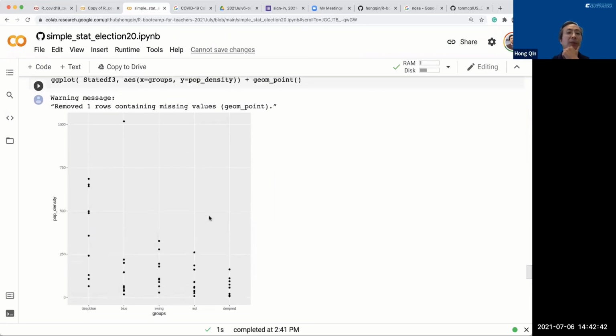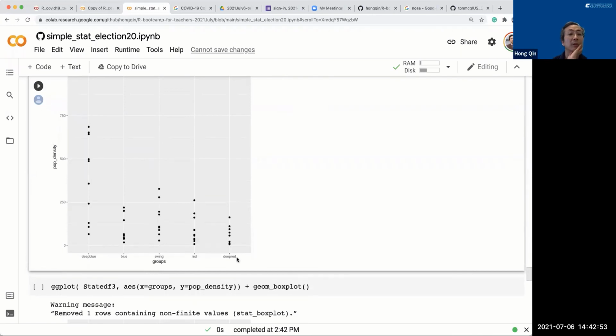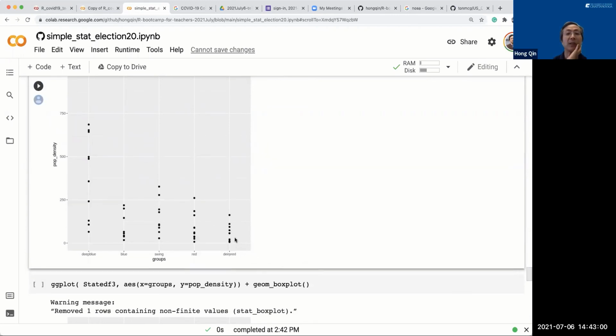You can also plot the population density by the state label. So here we have the deep blue, blue, swing, red, deep red. Deep blue tends to have a higher population density, and deep red lower. You also see some overlapping, but overall, you can see this distribution is higher and this distribution is lower. The blue, swing and red are actually more or less the same. So even though it's highly significant, it doesn't mean it explains everything. You also have a swing state that has a very high population density here.